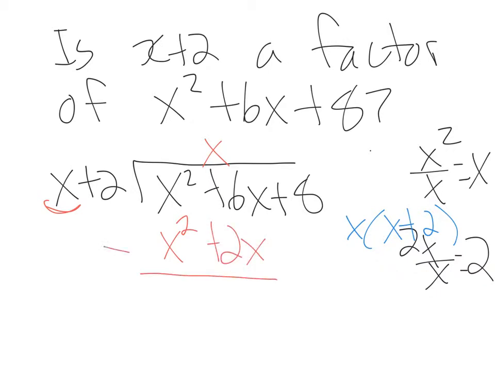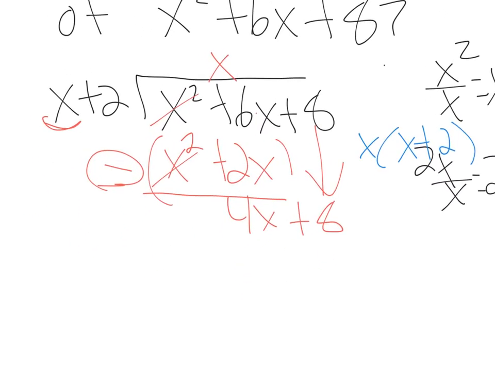And with long division, what do I do? I subtract. And I'm left with x squared minus x squared is gone. 6x minus 2x is 4x. And then I bring that down, and I've got 4x plus 8. Let's take a look now at what I need to do. Now I test. How many times does x go into 4x? Well, x goes into 4x 4 times. So I write plus 4.